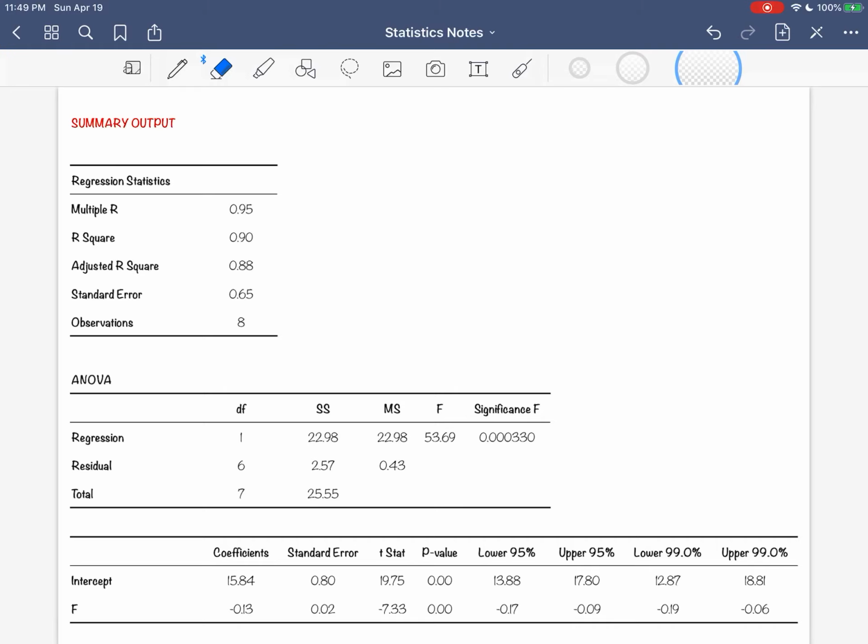So this is a typical Excel printout for a simple linear regression. Immediately you should know that it's a simple linear regression, because if you look at this part of the table at the very bottom, you only see two variables, the intercept and an x variable. So there's only two of them, and therefore this is a simple linear regression.